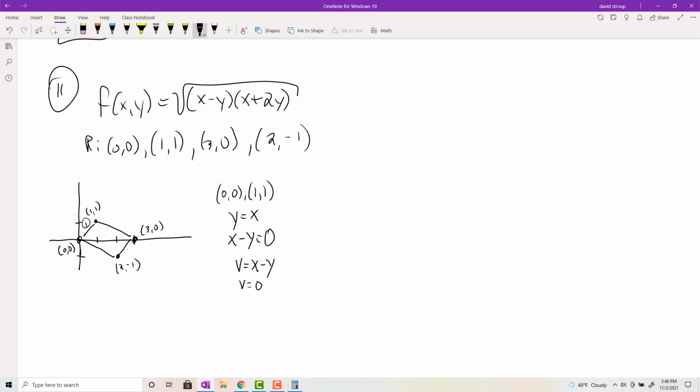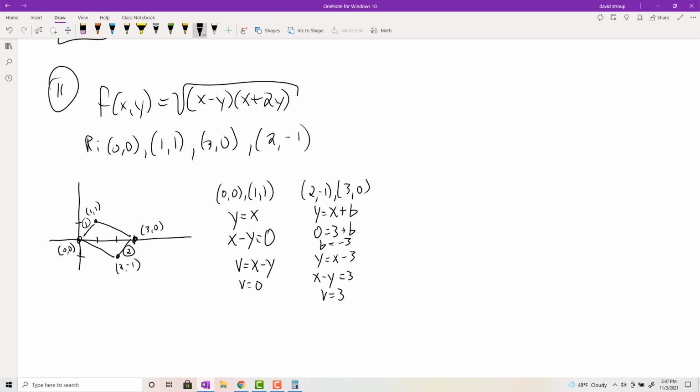Then the next guy, the one that's parallel to it, I'll have 2, negative 1, and then 3, 0. It has the same slope, just visually you can tell. So it'll be y equals x plus b, 1x plus b. Then you can plug in like 3, 0 to find out the intercept. So y is 0, x is 3 plus b, so b is negative 3, so it's y equals x minus 3. So x minus y equals 3, so v equals 3.